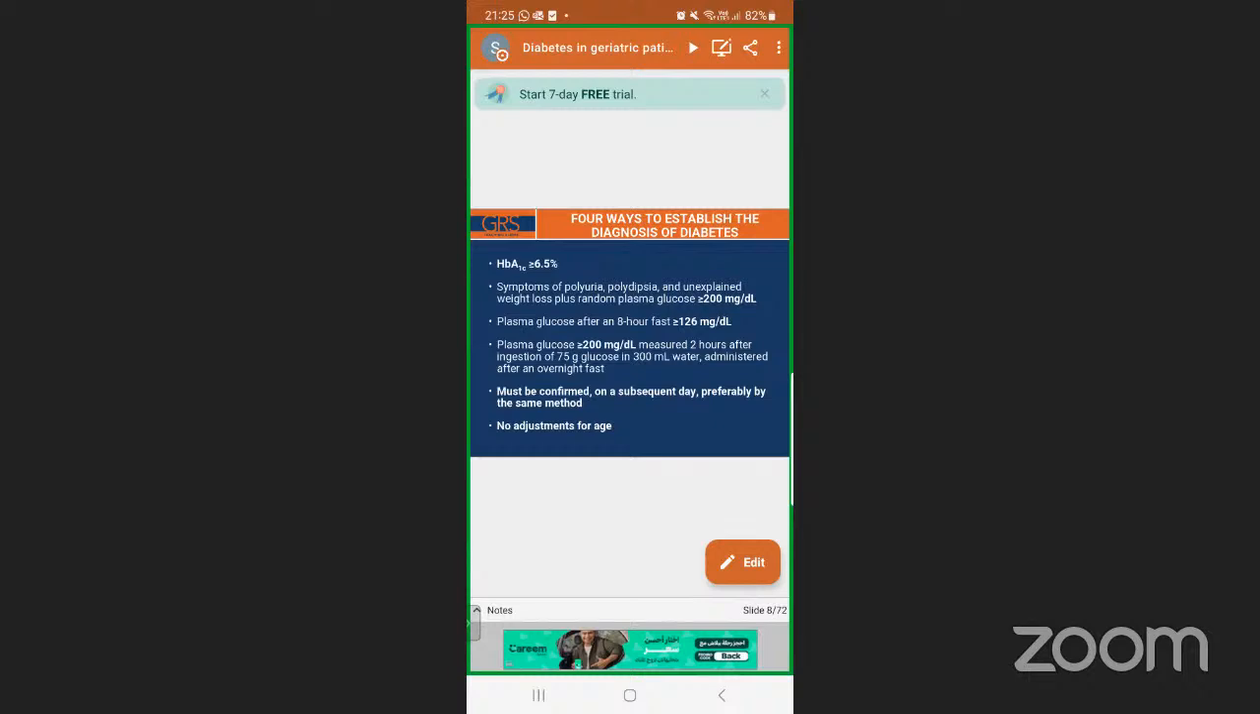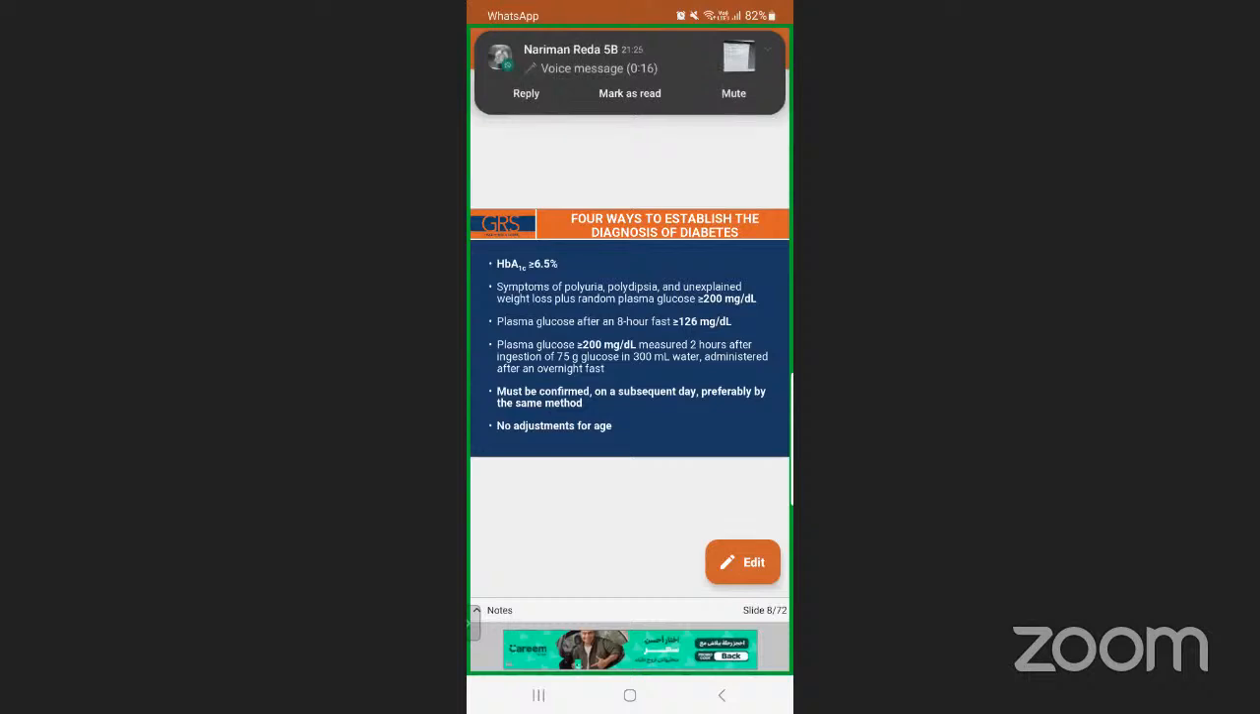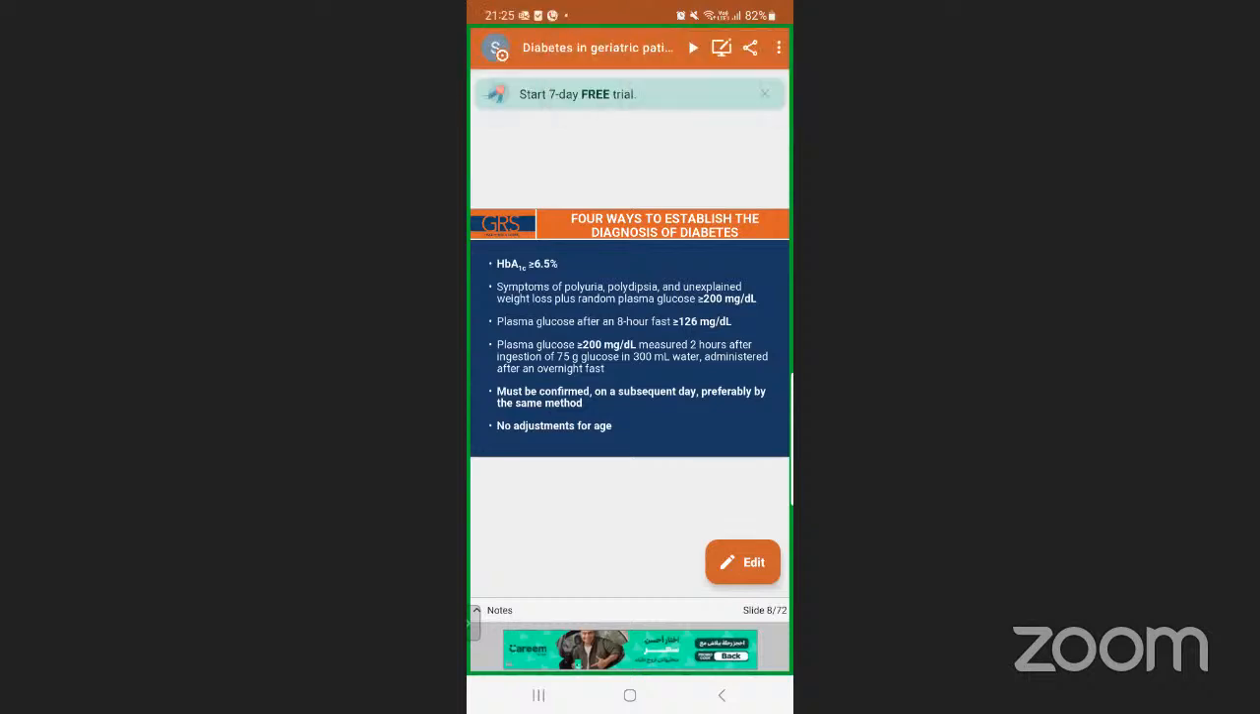Or plasma glucose after an 8-hour fast of more than 126 milligrams per deciliter, or plasma glucose of 200 or more, measured 2 hours after ingestion of 75 grams of glucose administered after an overnight fast. Please note that this must be confirmed on a subsequent day, preferably by the same method. No adjustment for age here.